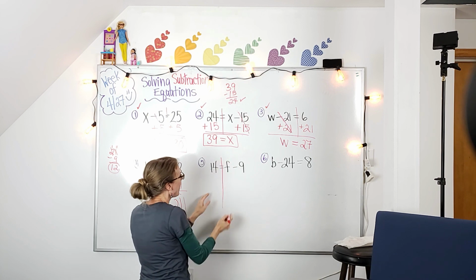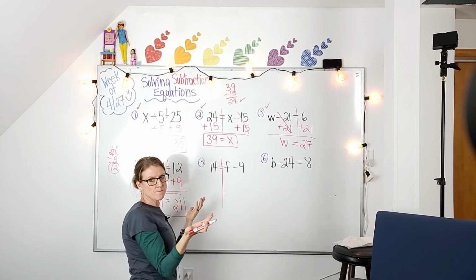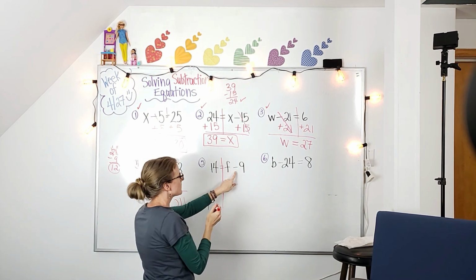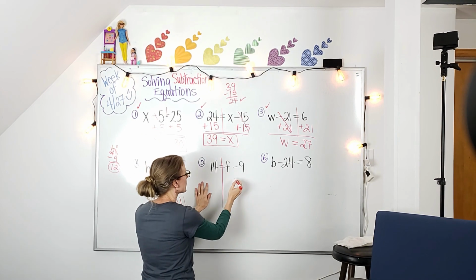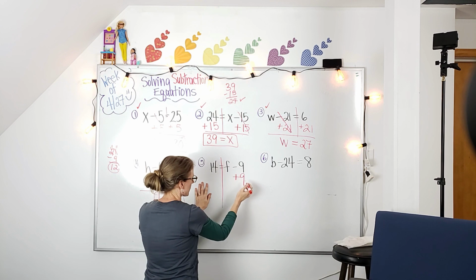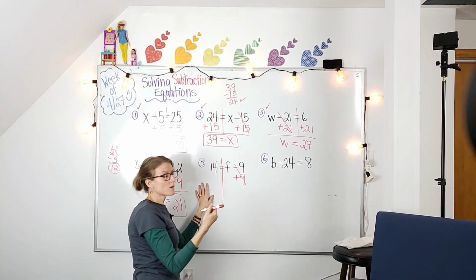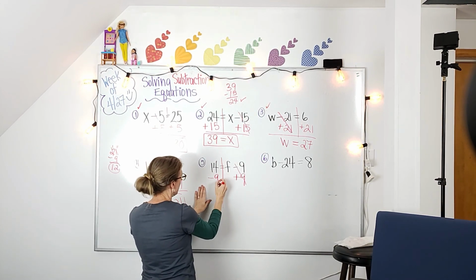All right, we've got our wall over on this side this time, but that doesn't matter, okay? We still have to get this -9 away from the F. So we're instead, opposite operation, or again, they call it the inverse operation, is +9.